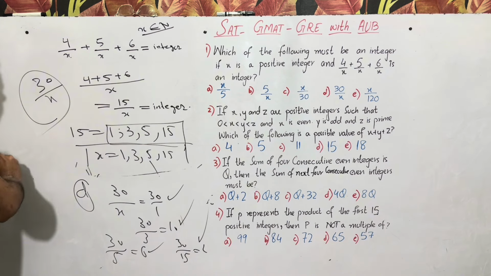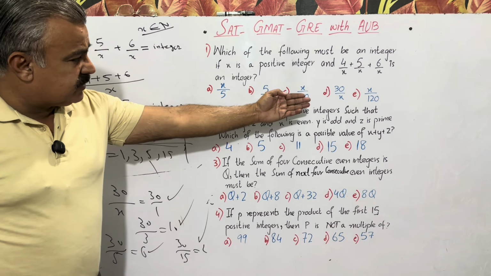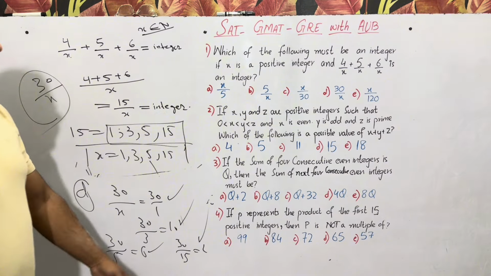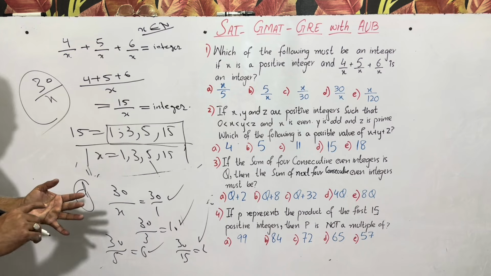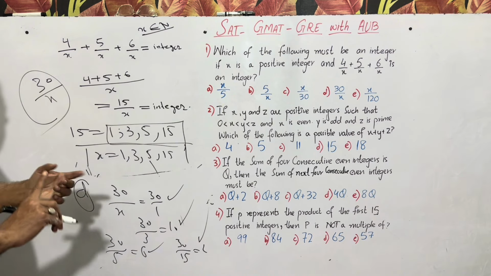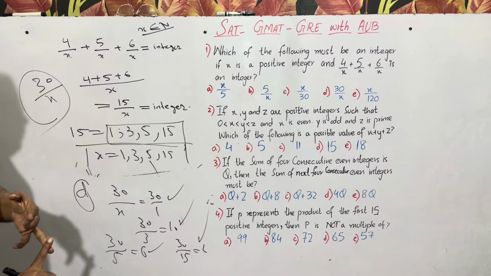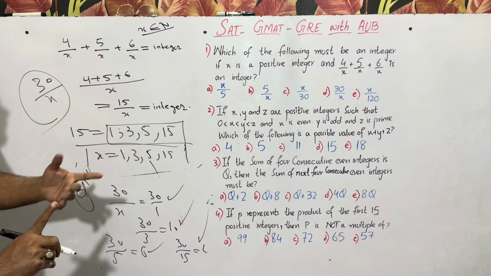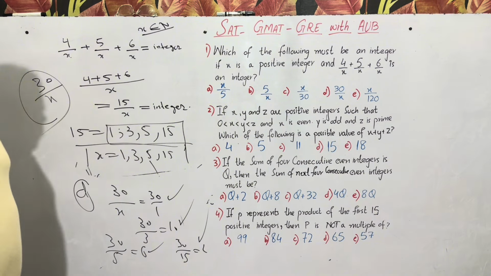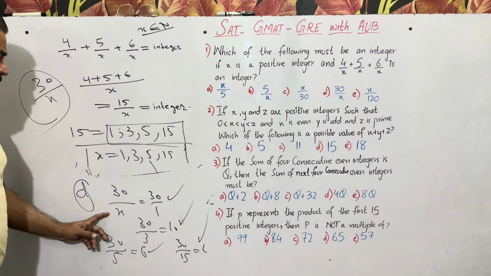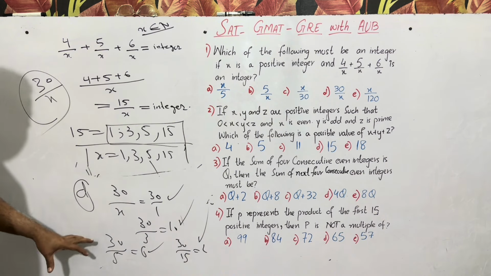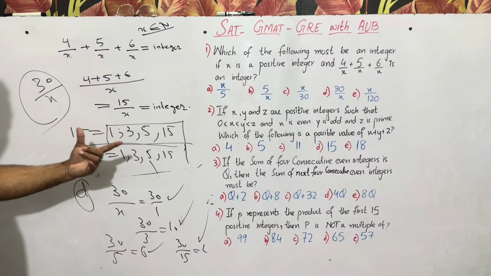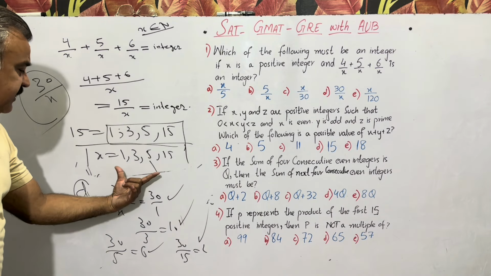One can check the possibility E, x over 120. It fails over here. 1 over 120 is not an integer. 3 over 120 is not an integer. 5 over 120 is not an integer. 15 divided by 120 is not an integer. So our right option is D, that is 30 over x. It always gives an integer, because we have only 4 possibilities for the value of x, that is 1, 3, 5 and 15.